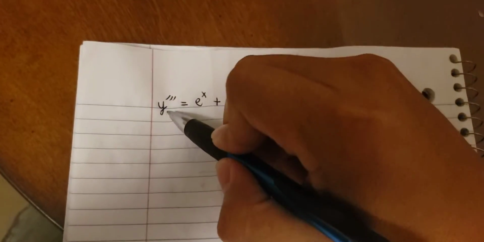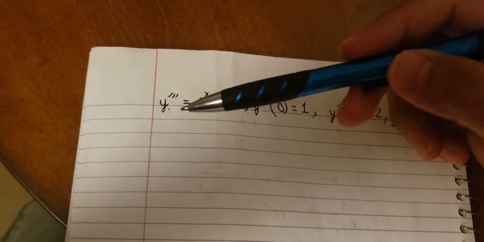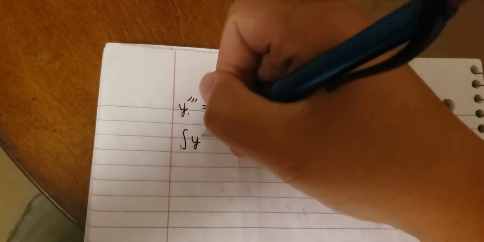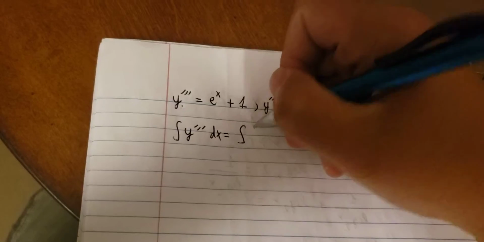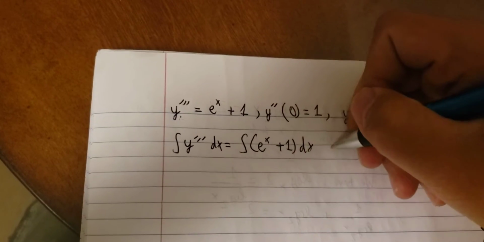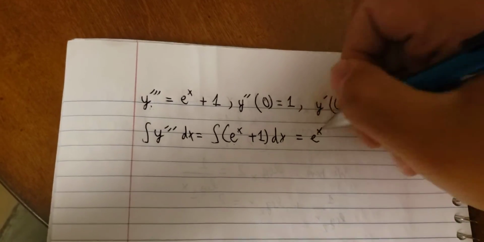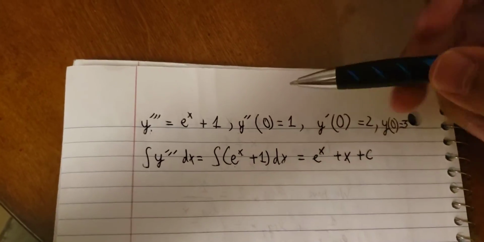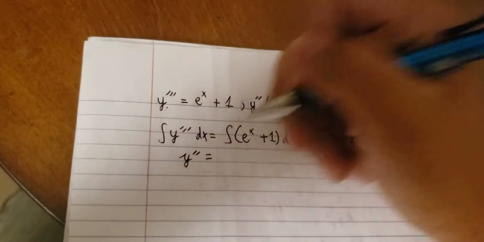First, we have the third derivative of the function. So in this situation, if we want to find the original function, we need to use the integral. So we put the integral on both sides. And the integral of e to the power of s, you get e to the power of s. The integral of 1 is s. And we put c. So this one, you will get the second derivative of the function.